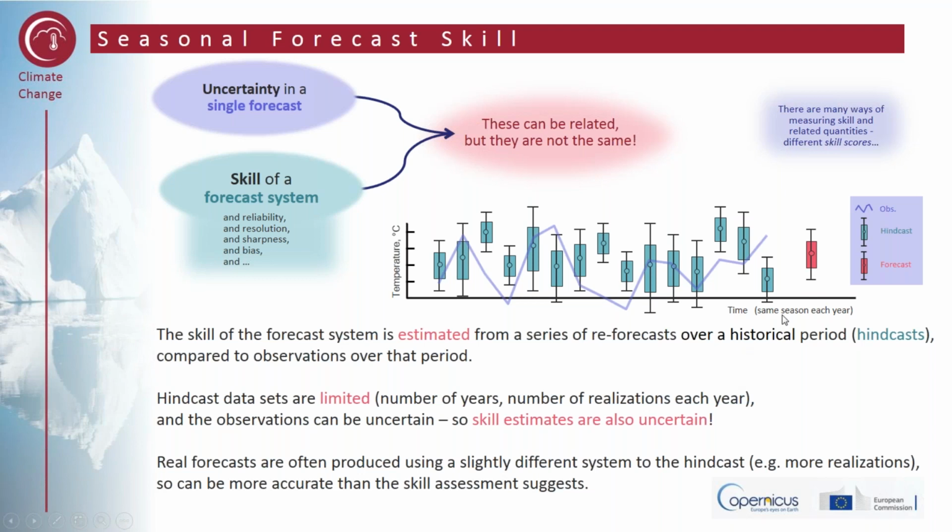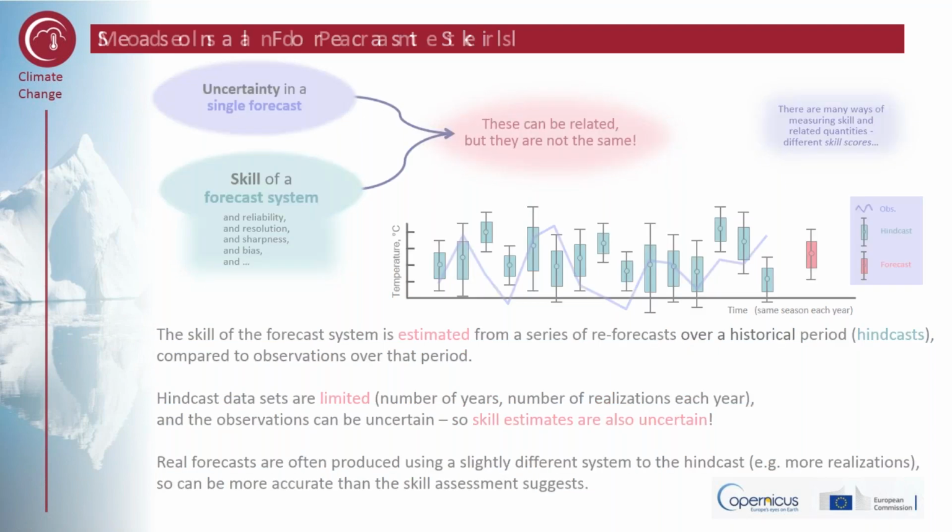Added to this, the actual real forecasts and the operational systems are often produced using a slightly different system to the hindcast, as you put a lot of the computational effort into the forecast system. So often the skill estimates we get from the hindcast will tend to be an underestimate of the actual skill of the system.